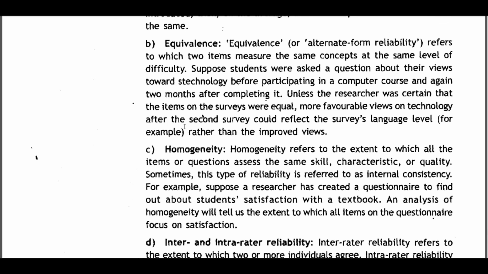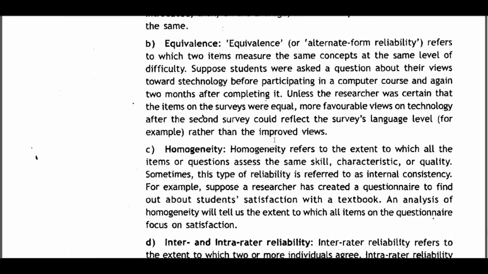Equivalence. Equivalence, or alternative form reliability, refers to the extent to which two items measure the same concept at the same level of difficulty. Suppose students are asked questions about their views towards technology before participating in a computer course, and again two months after completing it. Unless the researcher was certain that the items on the survey are equal, a more favorable view of technology on the second survey might reflect the survey's language level, for example, rather than improved views.